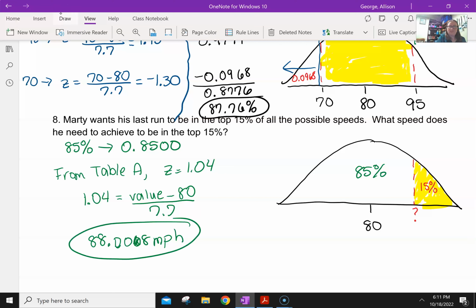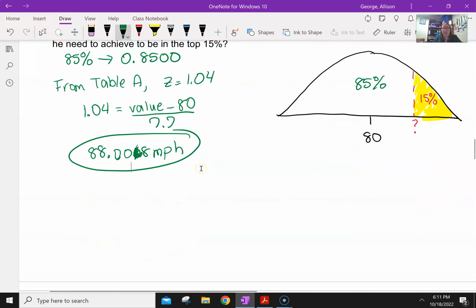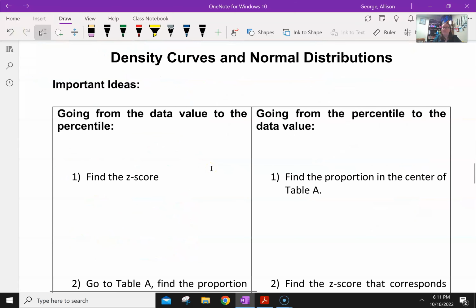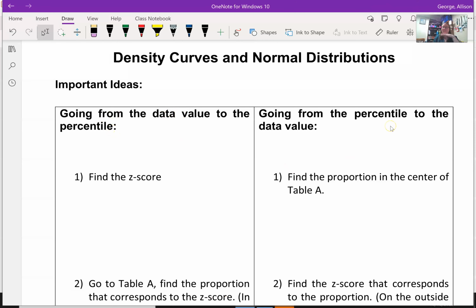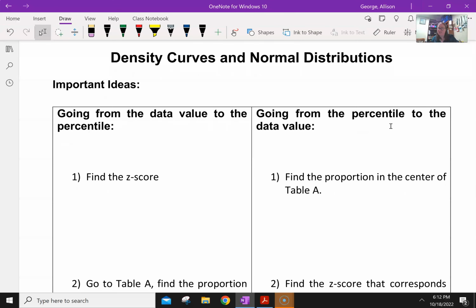If you've seen Back to the Future, you know why 88 miles per hour is important, which is why we wanted that one. So these are all the possible ways I could ask you to calculate a normal distribution. On the important ideas, I've gone through and labeled all the steps in both directions. If you were going from a data value to the percentile or to the percent, you're going to follow the left side. The left side is if you have a data value and you're going to the percentile. The right side is if you're going from the percentile to the data value. So these are the steps that go both directions.